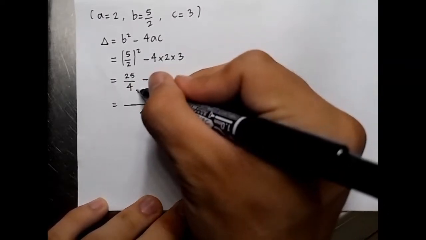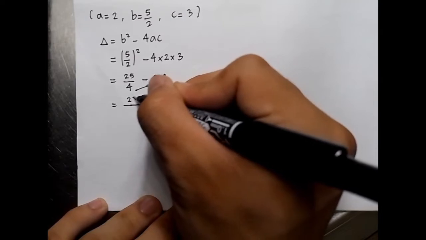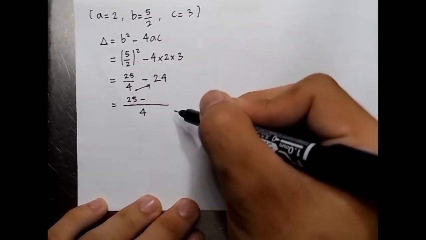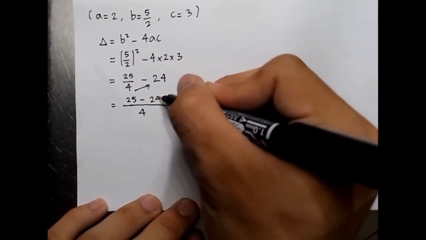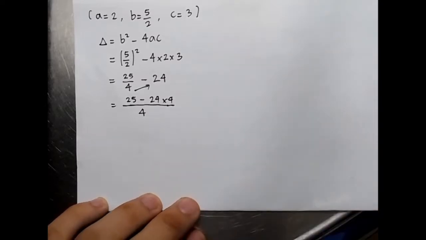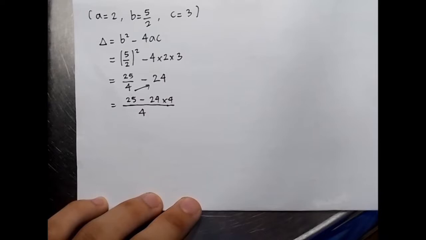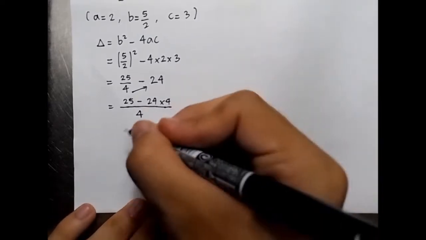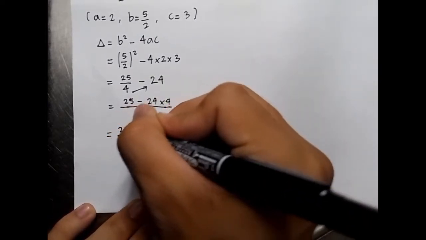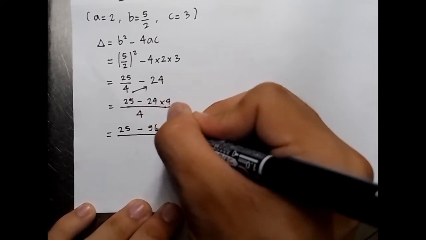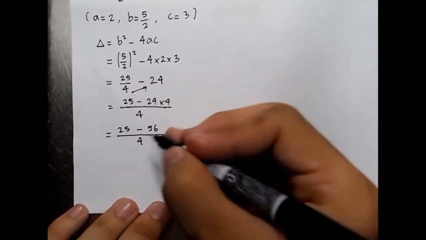So the common denominator is 4. And then you know how to do it, right? 25 minus 4 times 24, or 24 times 4. Okay, so again, if you don't know how to do the fraction calculations, go to one of the videos in my channel. Go ahead. Okay, now let's get back. 25 minus 96 over 4.